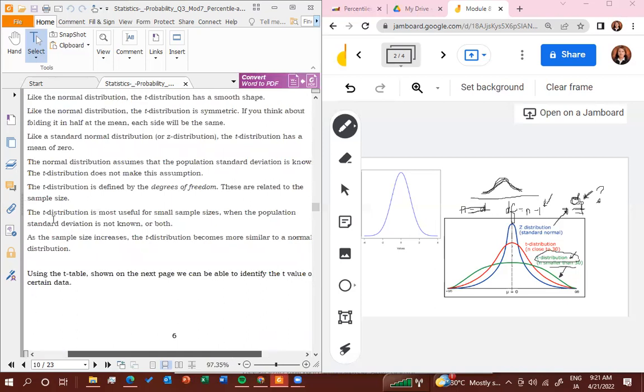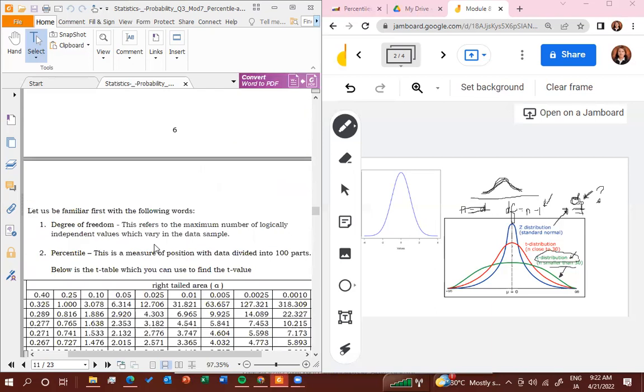Okay. So this is probably one of the uses of the t-distribution: it's useful for small sample sizes, especially when the population standard deviation is not known. We also have degrees of freedom. So, how are they related exactly?